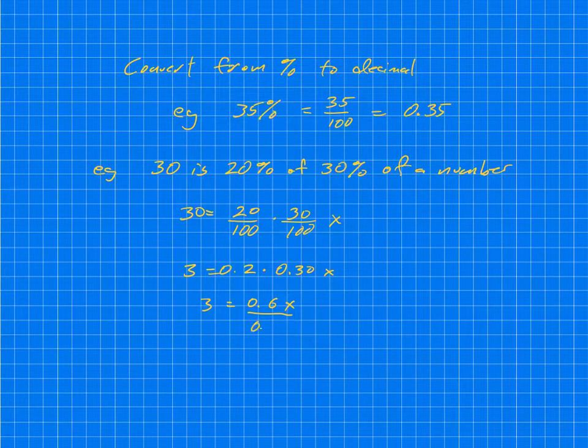Divide both sides by 0.6. And you get x equals 30 over 0.6, which is going to be something like a bigger number. Wait, sorry, it's 50. All right, so x equals 50.